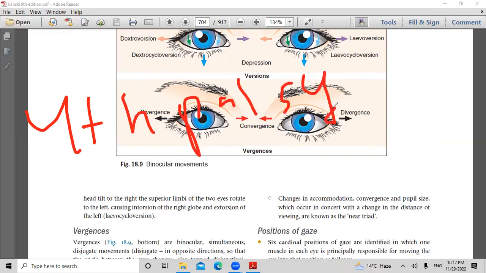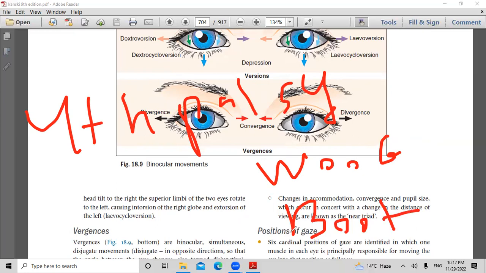And when we have fourth nerve palsy, we have a rule to make it simple in the fourth nerve palsy. We say WOOG, and BOOT. What is BOOT and WOOG? BOOT: better on opposite tilt.